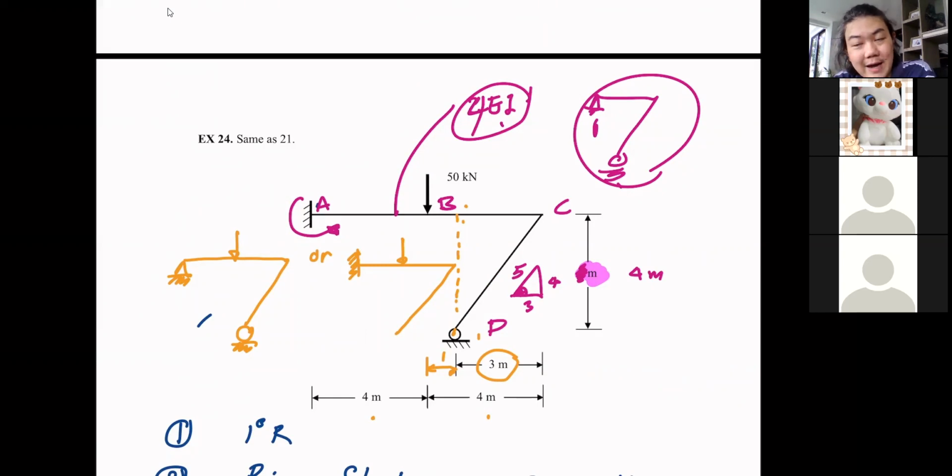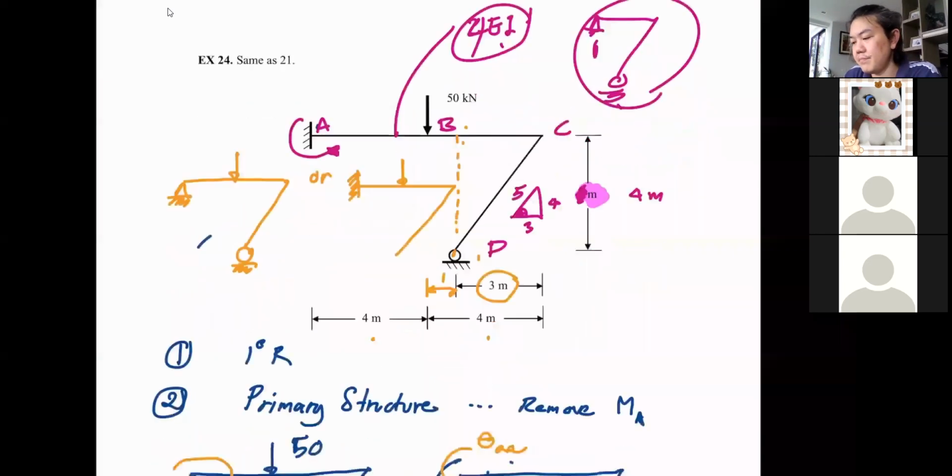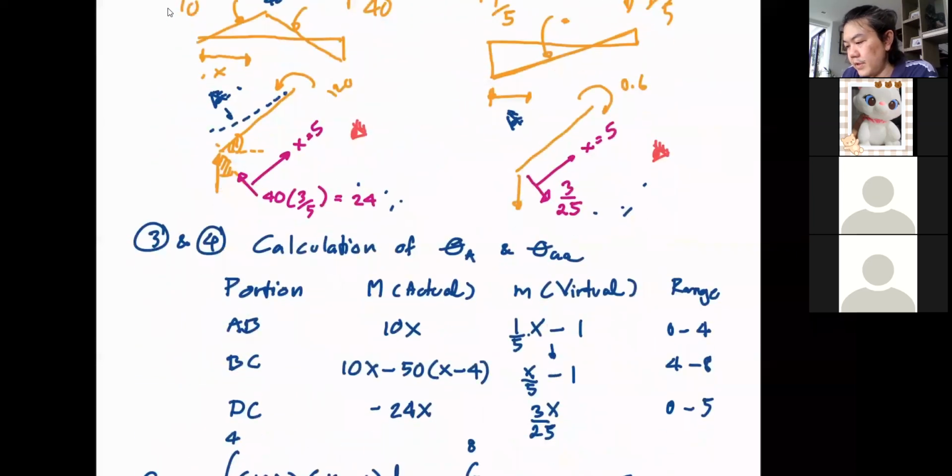Because you never use EI in the calculation of your statically determinate structure at all. That is evident enough, right? And you will see it much more in Structural Analysis 2, that when we are dealing predominantly with the indeterminate structure, it's all about EI. But a very good question indeed.